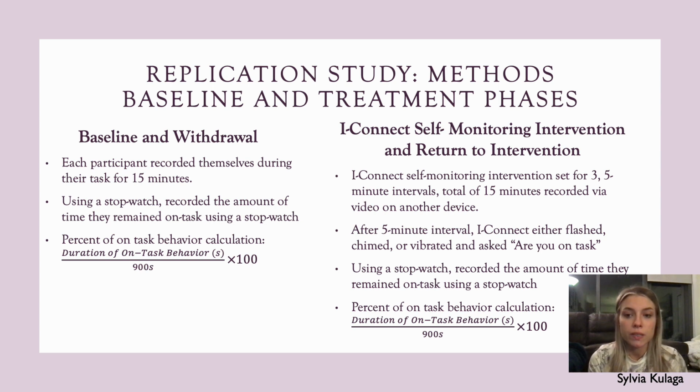The next phase was the iConnect self-monitoring intervention. During this phase, each participant had to download the iConnect app on their devices and set up an account. Then they were to adjust the settings in the account to have 3 5-minute intervals, where after each interval, the iConnect application either flashed, chimed, or vibrated, letting the individual know they had to answer the question, "Are you on task?" and click yes or no. Once the participant answered the question, they continued to work until the 15 minutes were up.